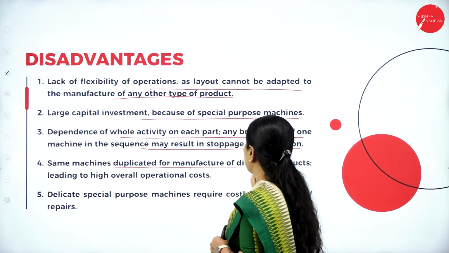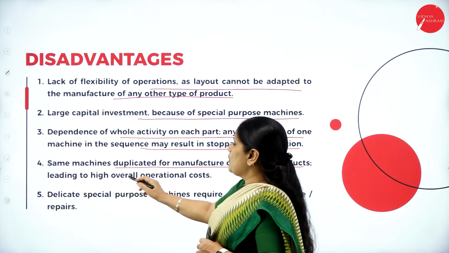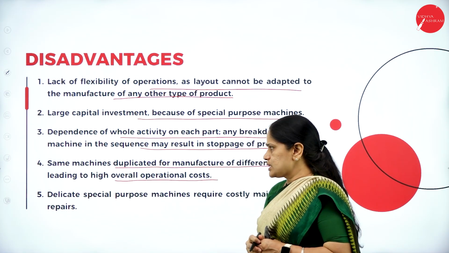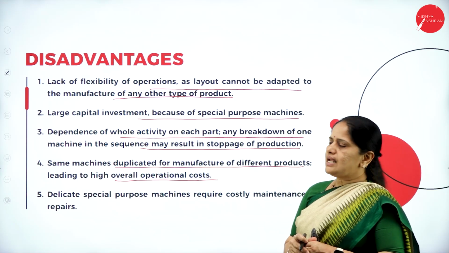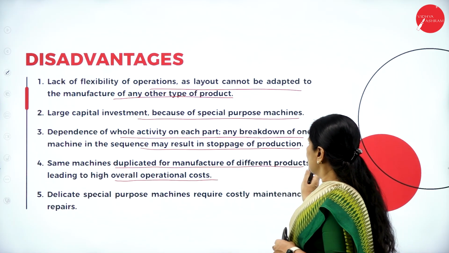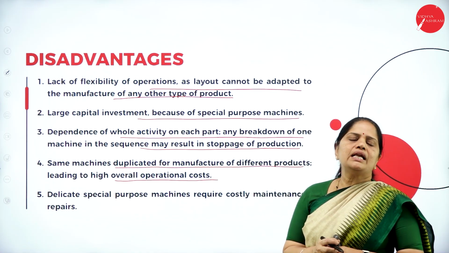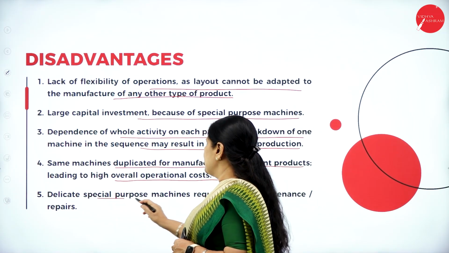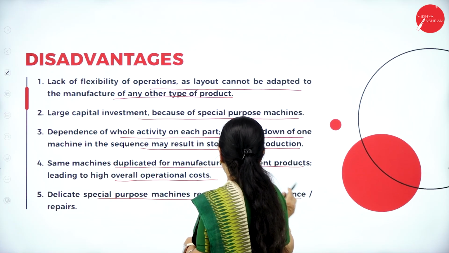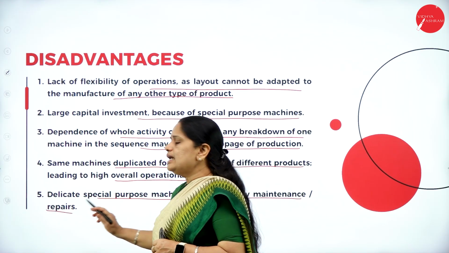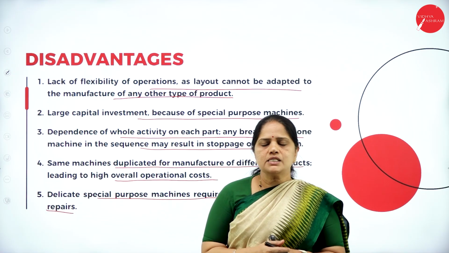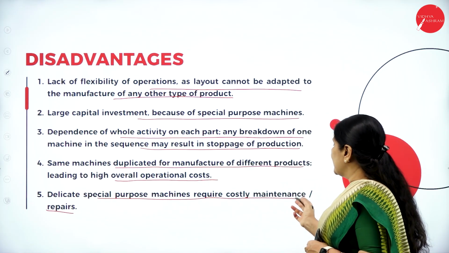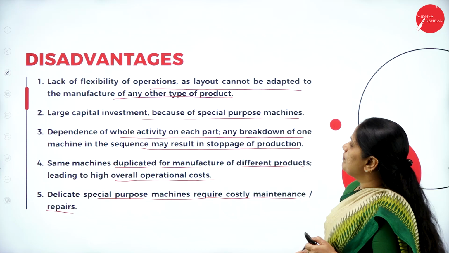The same machines duplicated for manufacturing of different products lead to high overall operational cost. So when we are using the same machine for manufacture of different products, it will lead to high overall operating cost. Delicate special purpose machines require costly maintenance and repairs. So these special purpose machines require costly maintenance and repairs.